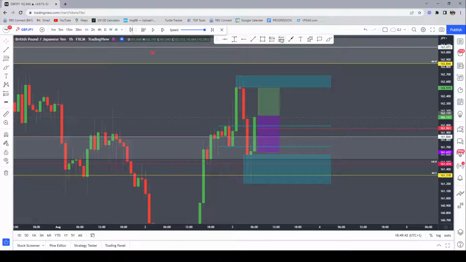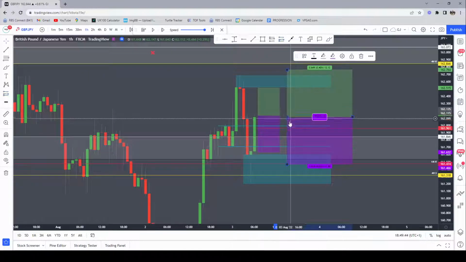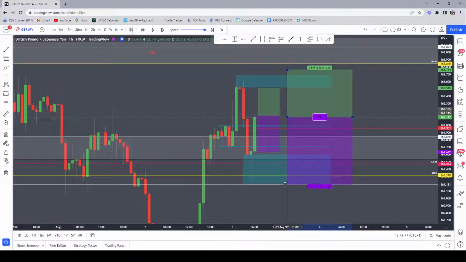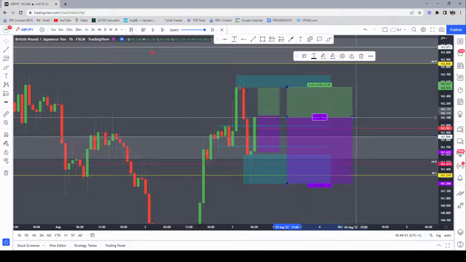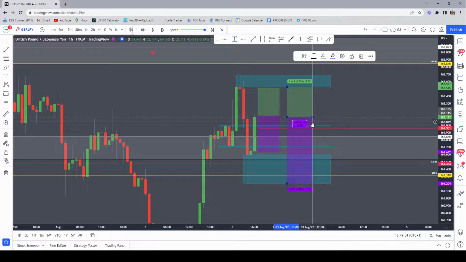From a stop loss placement, if you went below the actual support and the wick, you're down here. Your trade is to here. From a risk to reward profile, it doesn't really make sense.